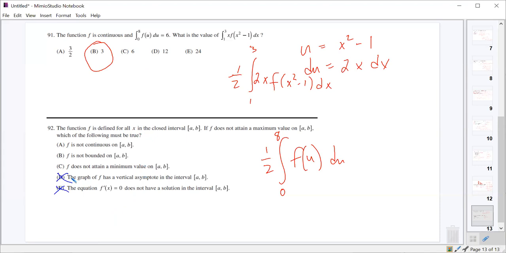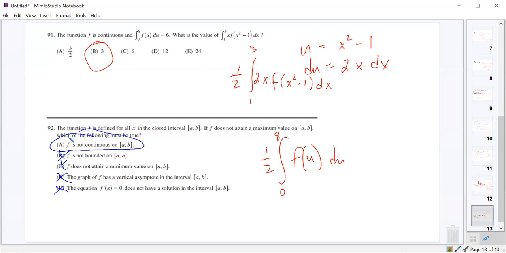It says f does not attain a minimum value on a to b. Well, just because it doesn't have a max doesn't mean that it doesn't have a min. So that doesn't make sense. F not being bounded would mean that it's increasing forever. But if it's increasing forever so quickly that we don't ever actually get to b, that wouldn't make any sense, or to a. So the only option is that it's not continuous on a to b. And so that is our only choice.